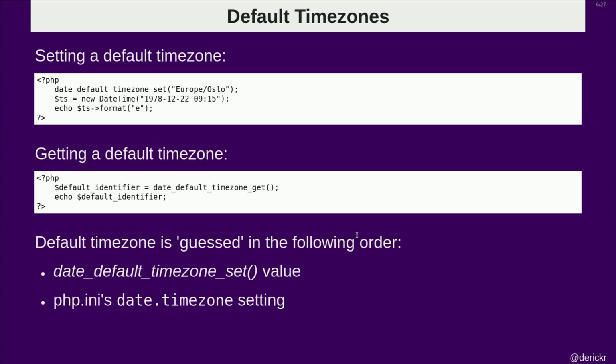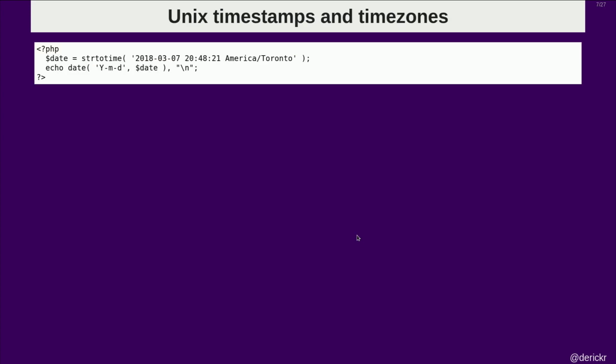You can also get the default time zone if you haven't set it yet and you want to see what's set in php.ini, with the function that gets it. But this is important: the default time zone is used anytime no other time zone information is present or hasn't been assigned to things.